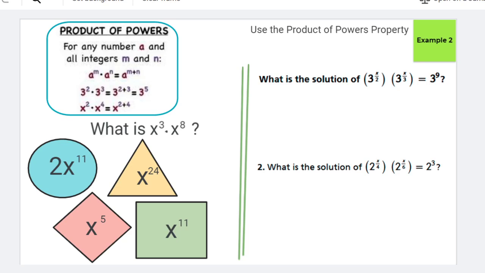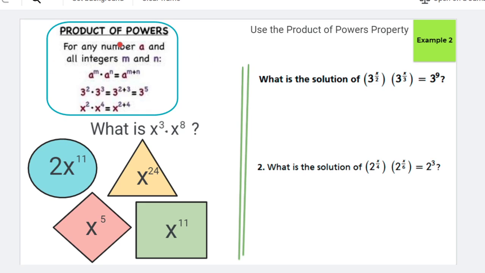In today's video, I'm covering example 2 from lesson 6-1 in the SavvasRealize Algebra 1 textbook. In this example, I'm using what is called the product of powers property.